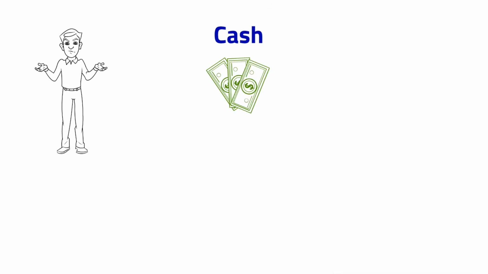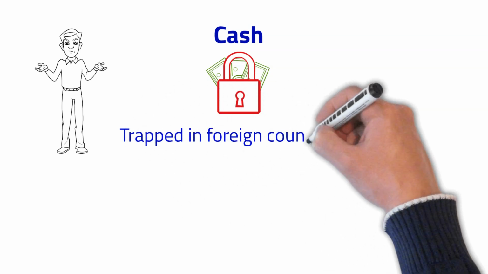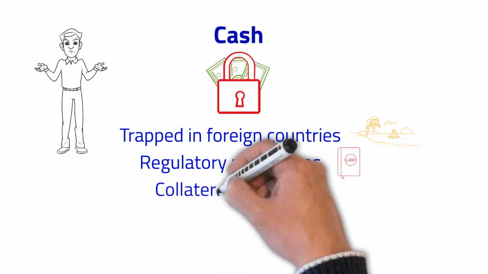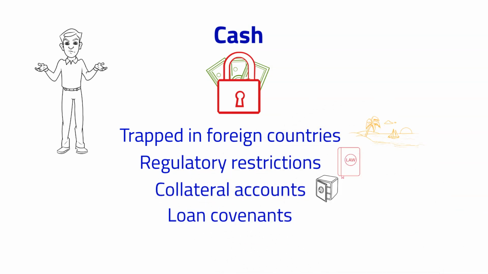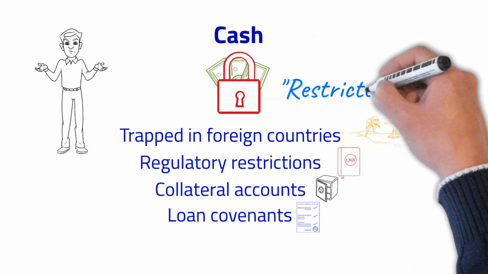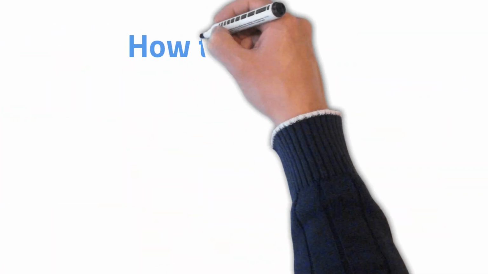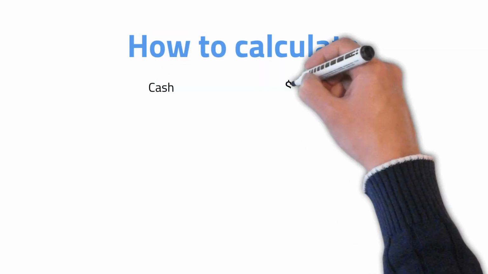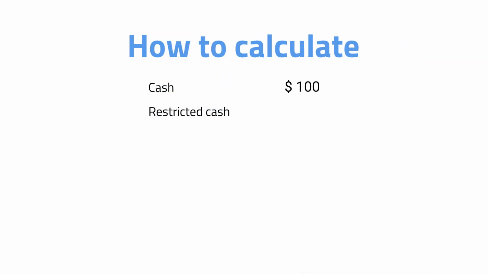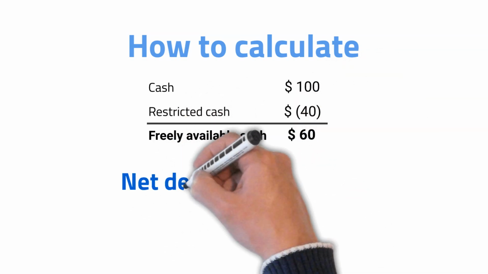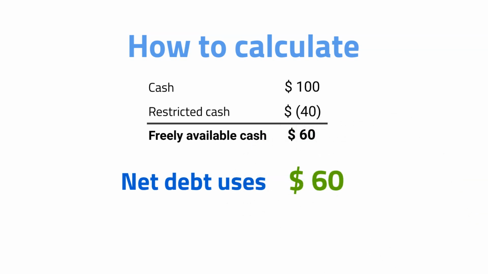Sometimes companies have cash that cannot actually be used. Examples may include cash trapped in foreign countries, regulatory restrictions, collateral accounts, loan covenants requirements. This cash is called restricted cash, and if cash cannot realistically be used to repay debt, it is normally excluded from the net debt calculations. Let's have a look at an example. Total cash of 100, restricted cash of 40 means freely available cash of 60. Net debt uses 60, not 100.